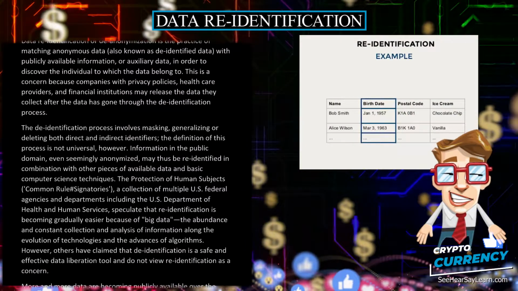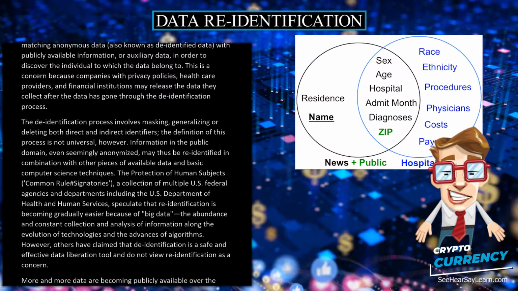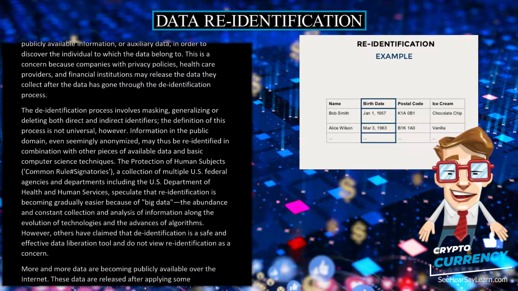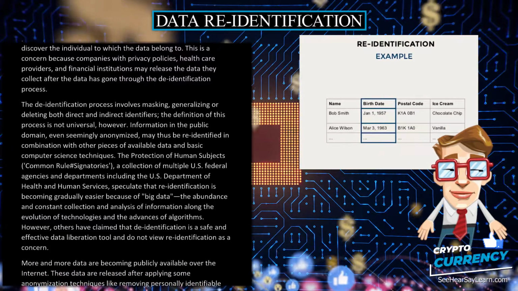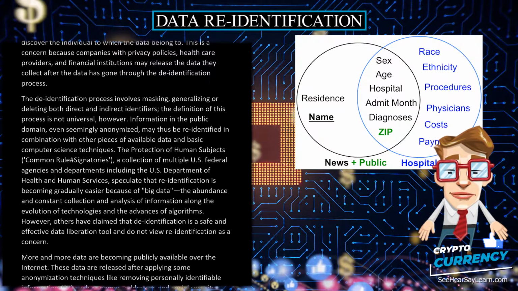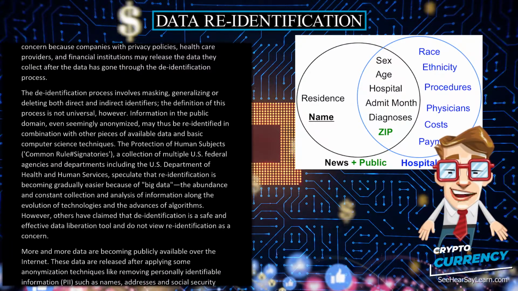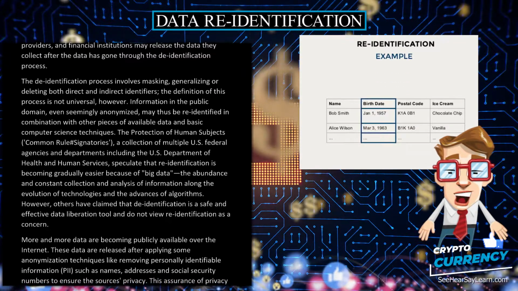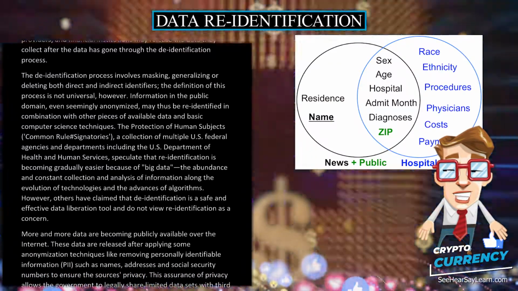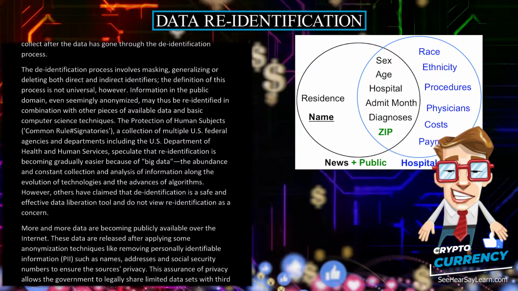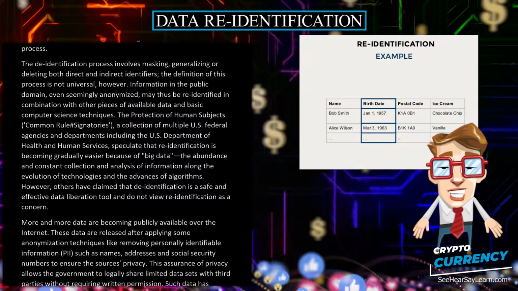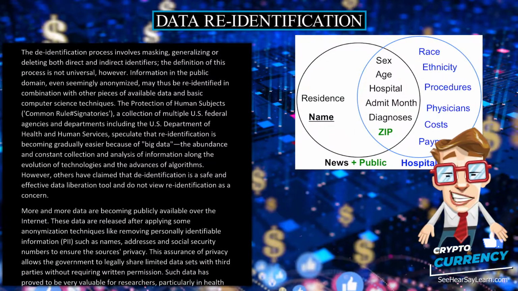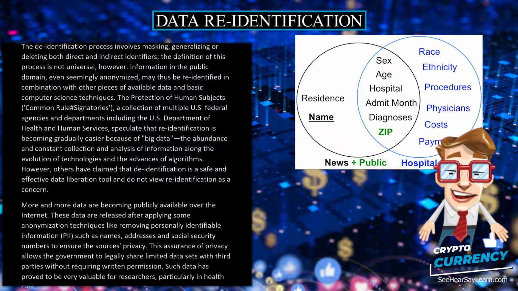The protection of human subjects, Common Rule signatories, a collection of multiple U.S. federal agencies and departments including the U.S. Department of Health and Human Services, speculates that re-identification is becoming gradually easier because of big data, the abundance and constant collection and analysis of information along the evolution of technologies and the advances of algorithms. However, others have claimed that de-identification is a safe and effective data liberation tool and do not view re-identification as a concern. More and more data are becoming publicly available over the internet.